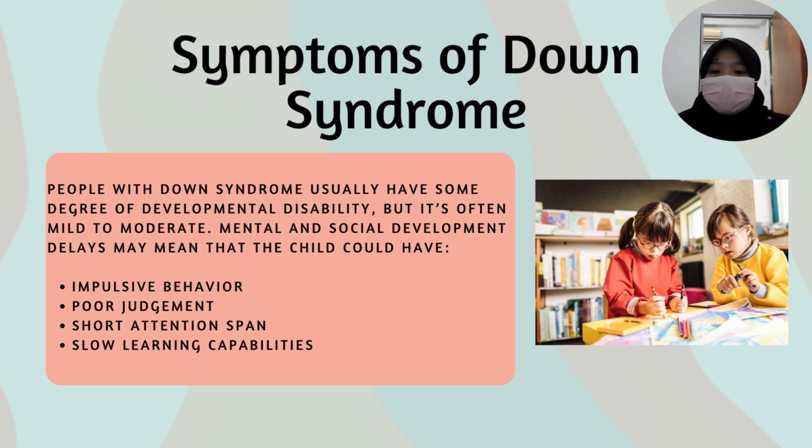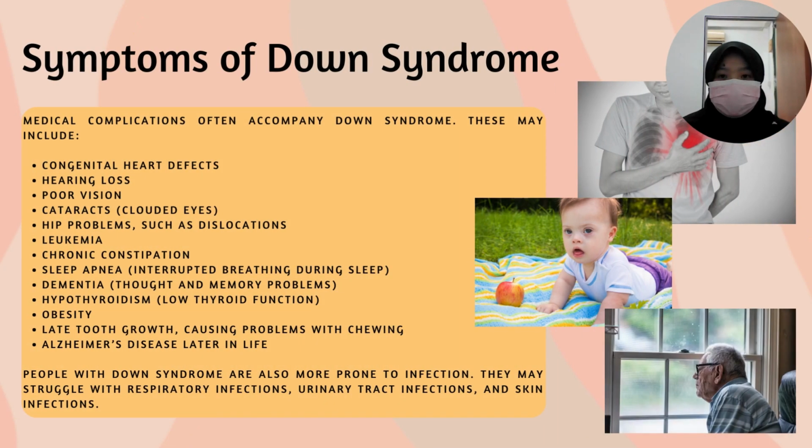They might have impulsive behavior. They might also have poor judgment, which causes them to have difficulty in making decisions, and they usually have a very short attention span compared to normal people, and they might also present with slow learning capabilities. Now you already see the symptoms of Down syndrome in the aspect of features and also their development.